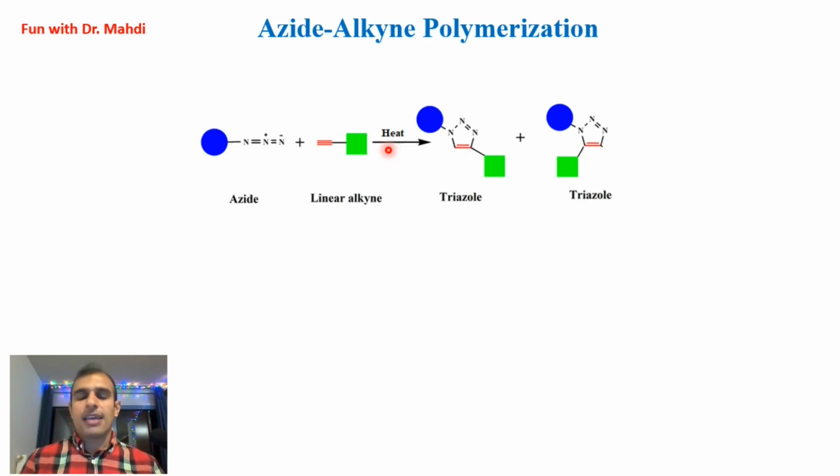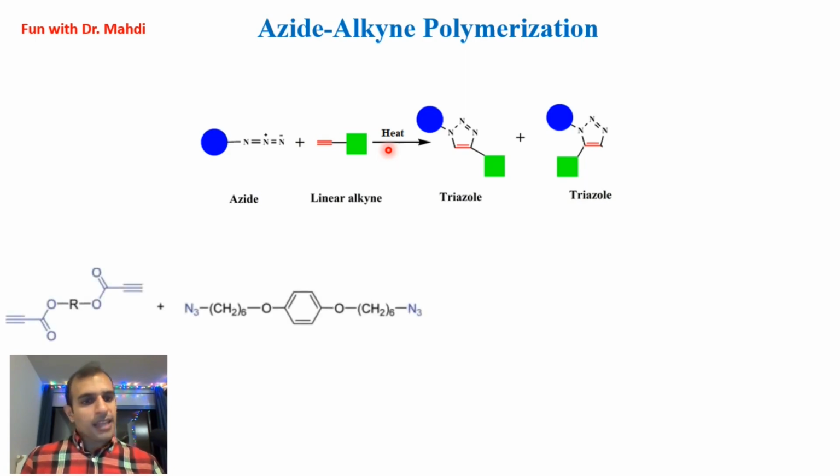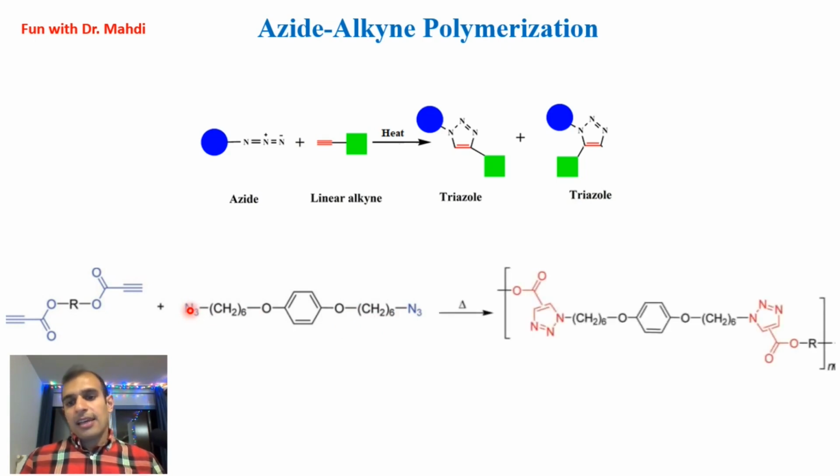But anyway, we would like to do a metal-free polymerization. Here you can see an example. In the structure of this monomer, we have 2 alkyne, and also in the structure of this monomer, we have 2 azide groups, and after doing click reaction with increase in temperature, now we will have a polymer like this.